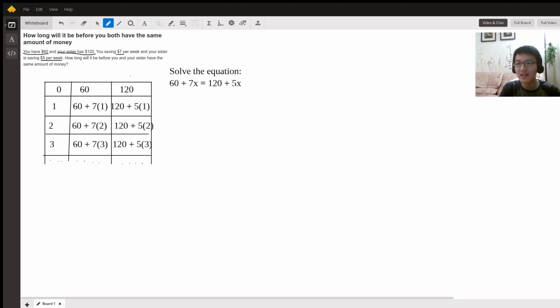All right, and now it's simple after that. You just solve the equation. Notice that you can subtract the 60 from this side and subtract the 5x from this side. If you subtract 60 on both sides, 120 minus 60 will be 60. Subtract 5x on both sides, and you'll get 2x equals 60. Dividing by 2 on both sides will yield x equals 30. So therefore, it will be 30 weeks before you and your sister have the same amount of money.